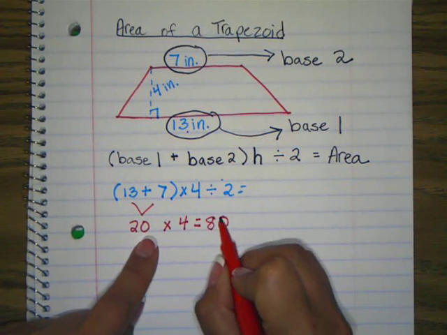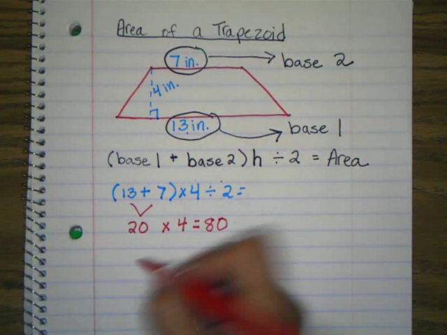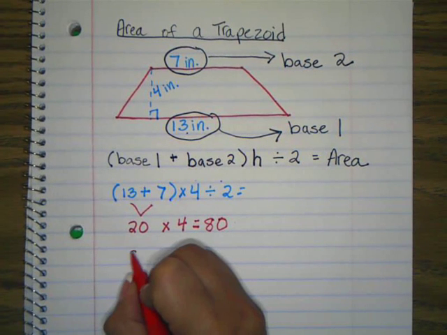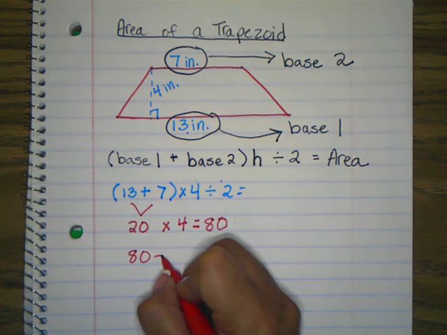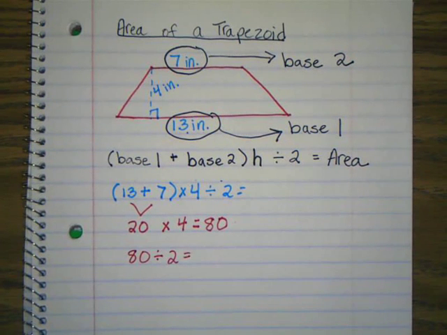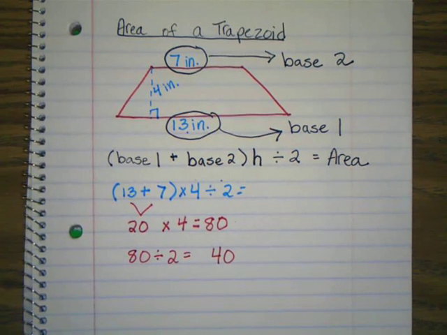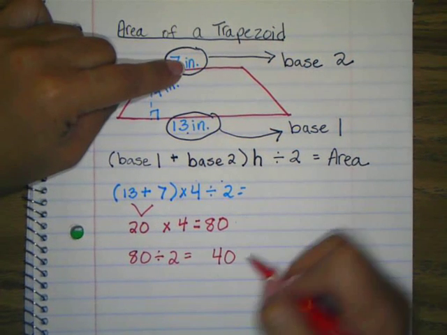You're not done yet. What do you have to do next, Murdoch? Divide it by 2. I'm going to divide 80 by 2. So I'm just going to do another line and say 80 divided by 2. And what do I get, Tia? 40. I'm finding area, so I need to label my answer inches with my little exponent.